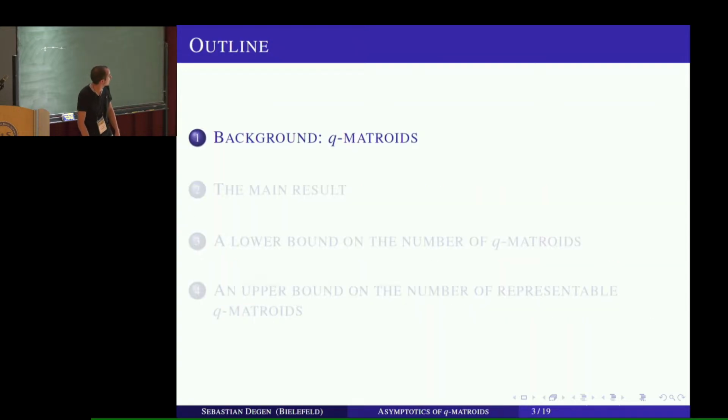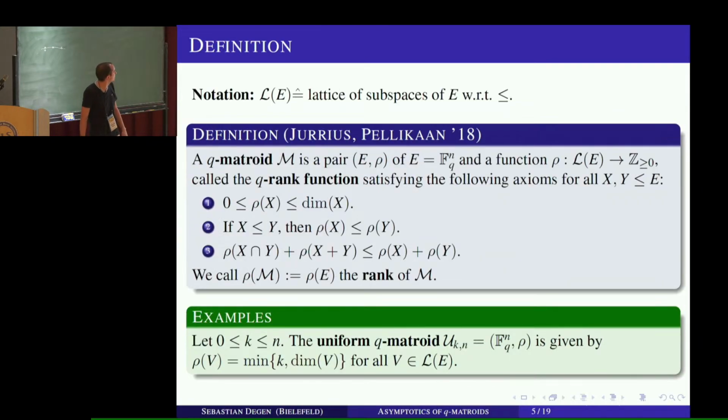Okay, so what is the general definition of a q-matroid then? First, let's fix the notation that whenever I write this expression here, I mean the subspace lattice with respect to the usual ordering, the subspace inclusion. And then having that, we can define a q-matroid as a pair (E, rho), where E is our F_q^n and rho is a function from the subspace lattice to the non-negative integers, which we call the rank function. And this rank function should satisfy 3 axioms, which we already saw, but I recall them.